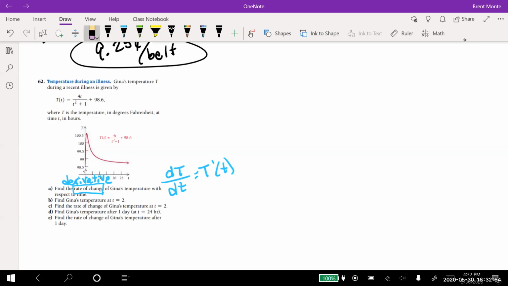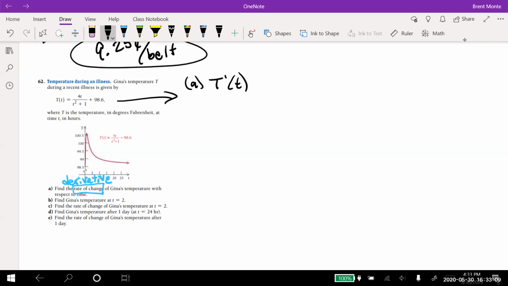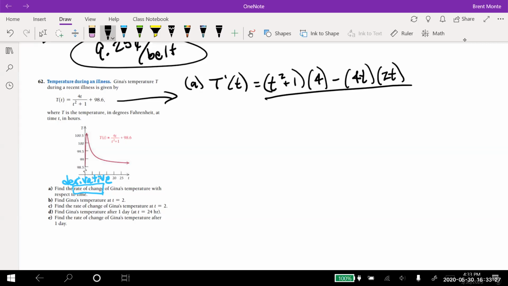I'm going to erase this stuff so it doesn't get in our way as I do the problem. So part A, find the rate of change of temperature. We want T prime of t. Well, definitely a quotient rule problem, so I do low, t squared plus 1, d high times 4, minus high, 4t, d low, 2t. Square the bottom and away we go: t squared plus 1, squared.